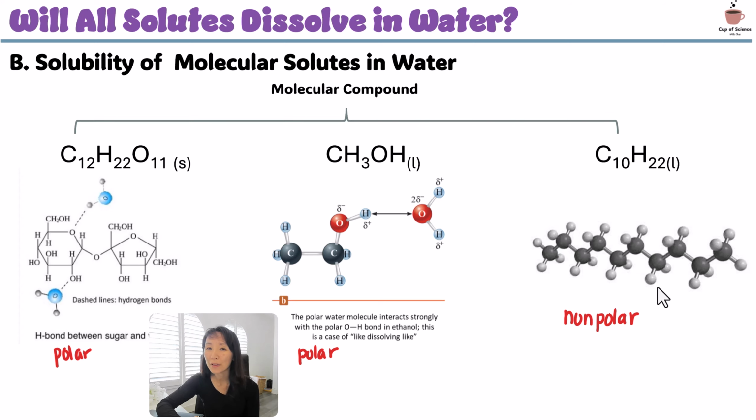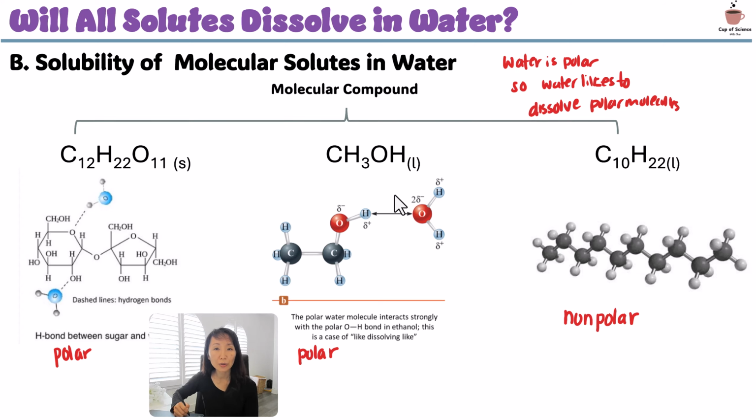Well, what does this whole polarity have to do with solubility in water? These molecular solutes, meaning the ones that are going to try to get dissolved in water, will dissolve based on polarity. The greater the polarity, the easier to dissolve in water. Why? Because water is polar. Water is polar. So water likes to dissolve polar molecules.